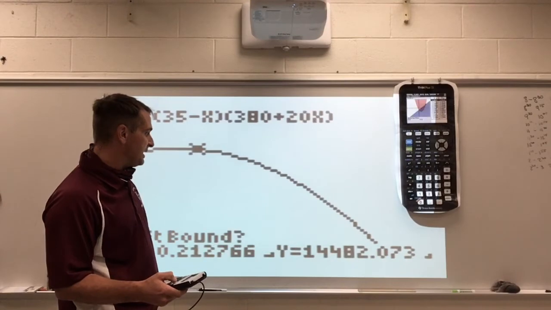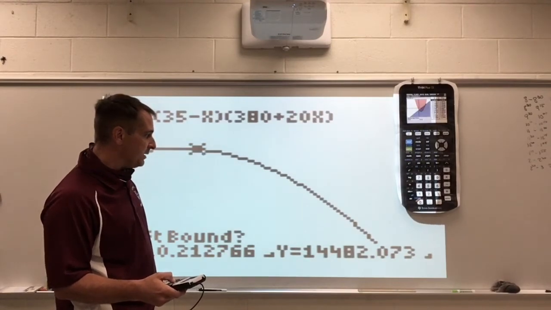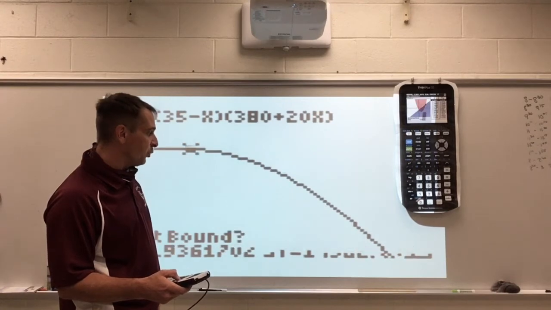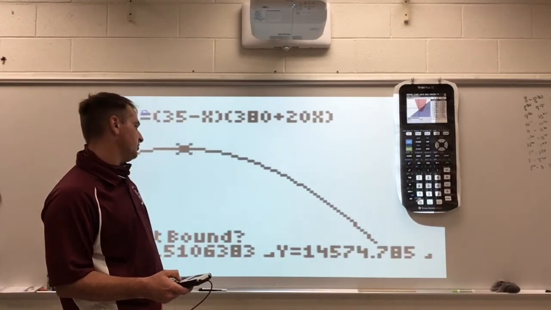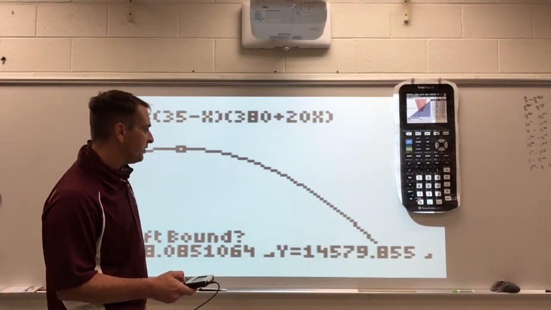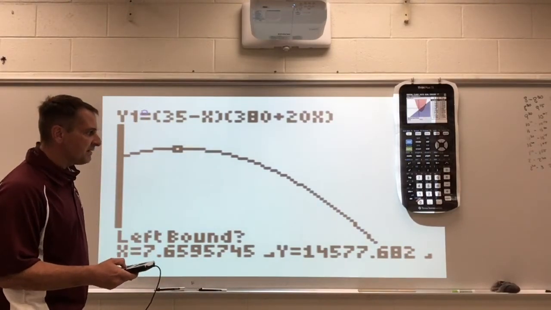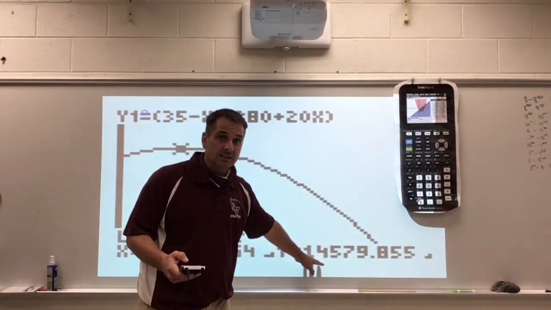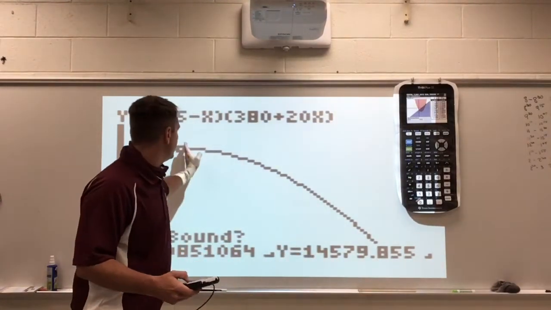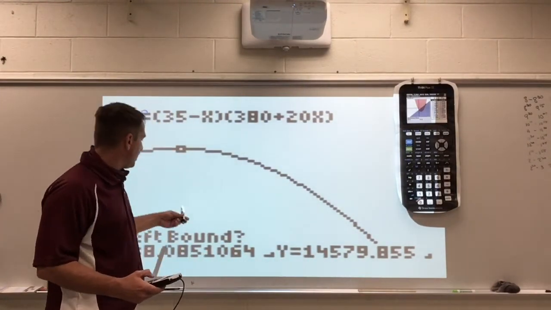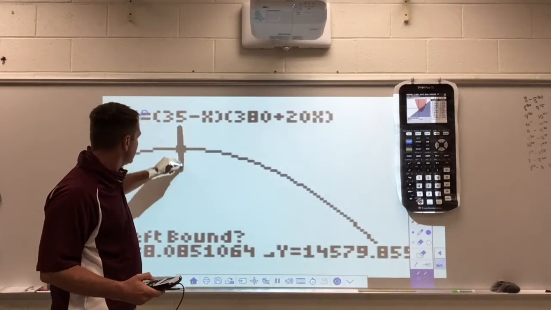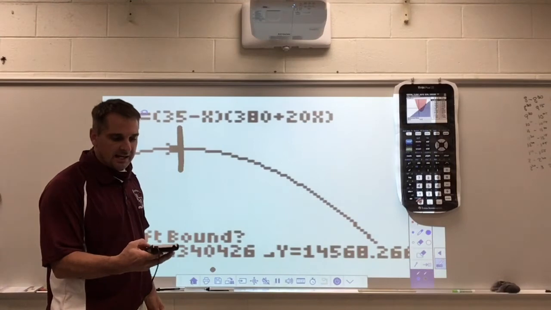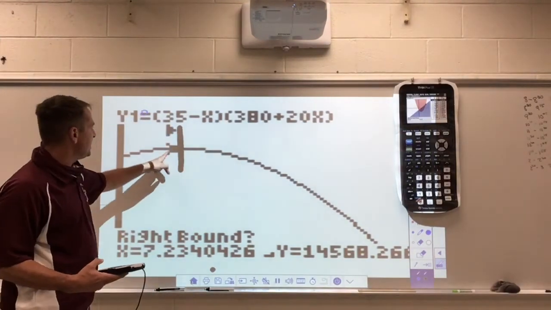I'm looking for the peak. 14,482, 500, 542, 562, 574, 579, 577. So this appears to be my max. So now I'm going to toggle to the left side of what I believe my max is. Toggle to the left of that, over once, over twice, and hit enter. You have just set a left boundary.